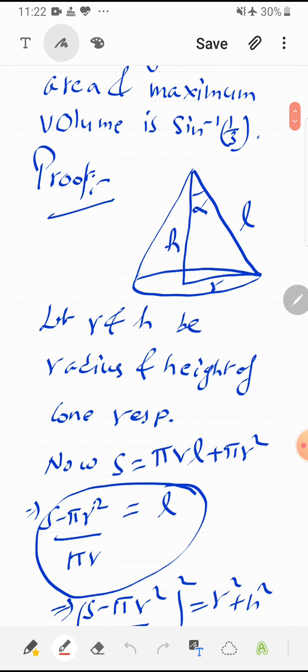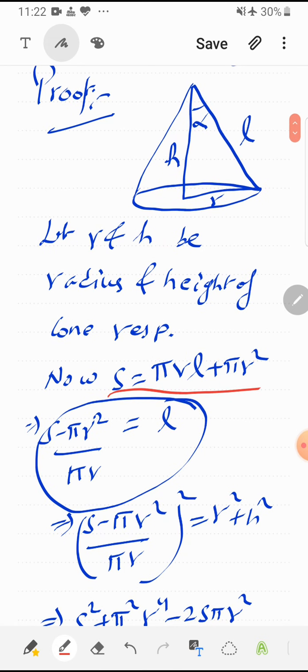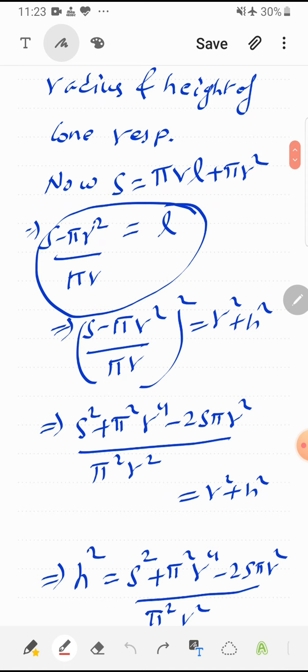So now, given surface means total surface area. So I am using this, writing L in terms of other terms. L is equal to S minus pi r square upon pi r. So putting the value of L and squaring both sides so that the root is gone. It is r square plus h square on the right hand side, and in the left hand side there is the square of all the terms. Now I want to write h in terms of r.